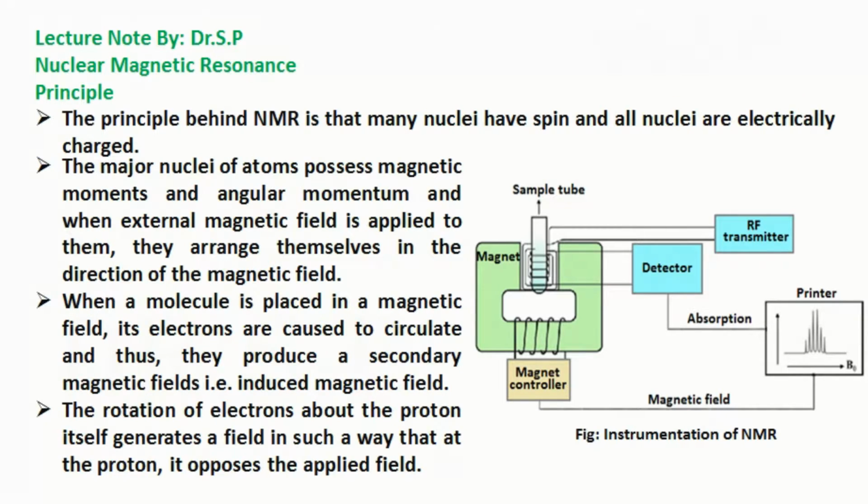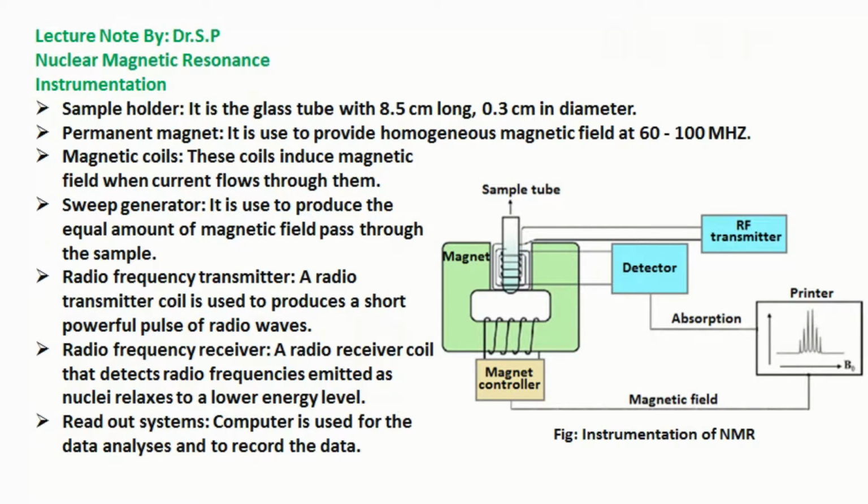When a molecule is placed in a magnetic field, its electrons are caused to circulate and thus they produce a secondary magnetic field, that is the induced magnetic field. The rotation of electrons about the proton itself generates a field in such a way that at the proton, it opposes the applied field. Instrumentation.